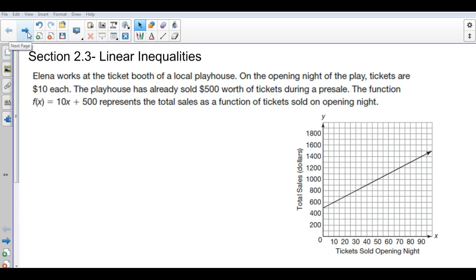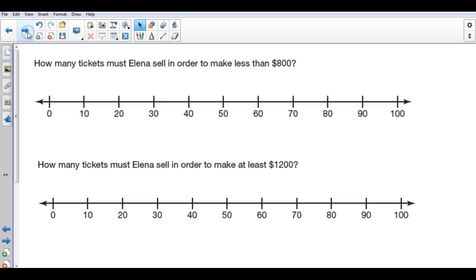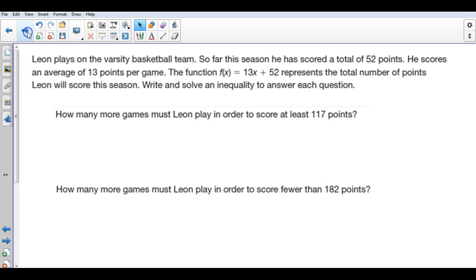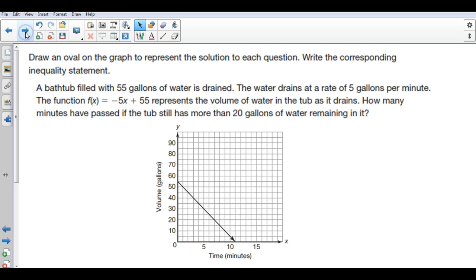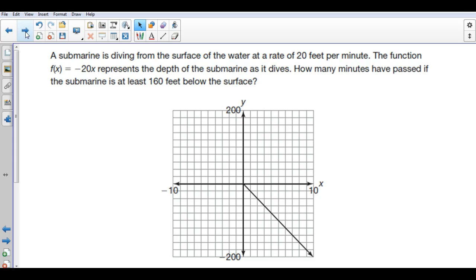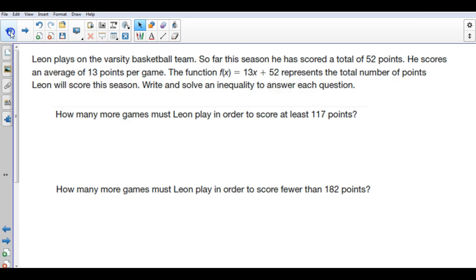So throughout this video, we'll be given a situation for a problem, and we're going to work through and figure out how many tickets a person must sell to make at least or at most a certain amount of money. We're going to be using a graph to determine that, and then we're going to use an equation to determine kind of the same thing. And then towards the end of the video, we'll be drawing on the graphs to figure out where a person is at a certain amount of time.